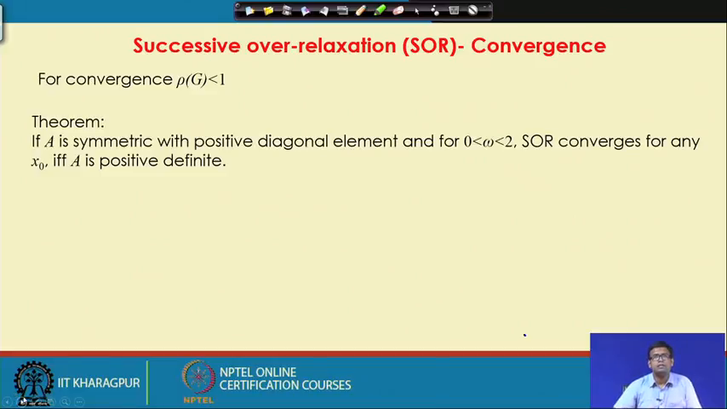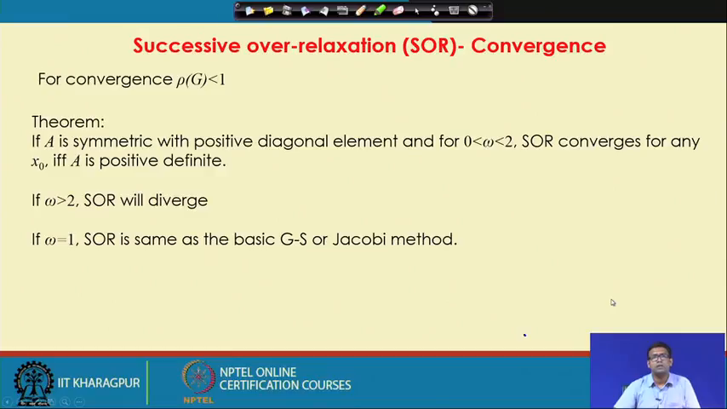The theorem: if A is symmetric with positive diagonal elements and omega is in between 0 to 2, successive over relaxation will converge for any x 0 if A is positive definite. This is a theorem like that. So, if omega is greater than 2, successive relaxation will not converge, the theorem is not satisfied. So, it will diverge. If omega is equal to 1, successive over relaxation is the same as the basic Gauss-Seidel or Jacobi method. Usually it is applied over Gauss-Seidel, because Gauss-Seidel is a better method than Jacobi and we want to further improve convergence.